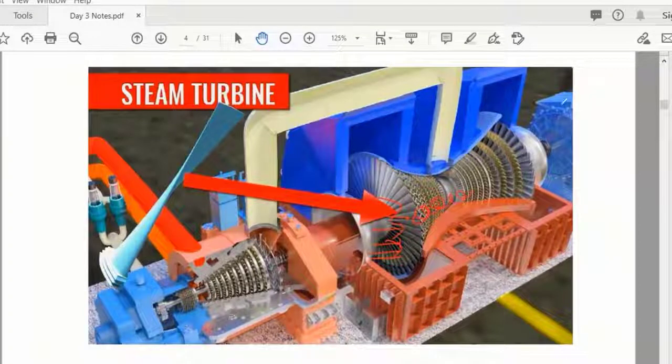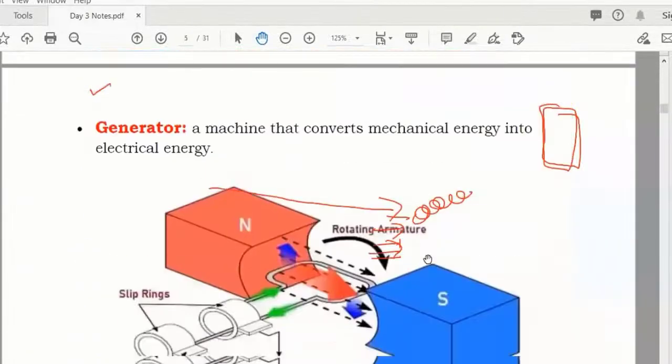When this rotates, it is fitted with the generator here. I will show you that also. Then the generator moves. Inside the generator, you have a coil, and that coil moves and produces electricity. So you can move this turbine with the help of water, steam, or wind. Now see this one here.